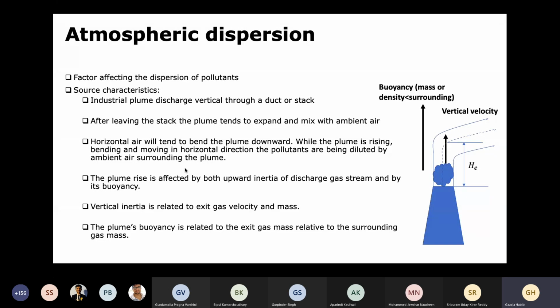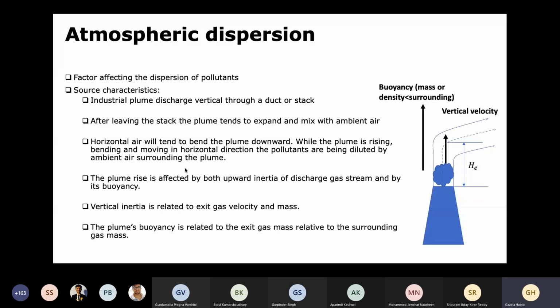So here I'm just trying to explain to you the source characteristics which are important for understanding the dispersion of the pollutant in the atmosphere. Industrial plume discharge vertically through a duct or the stack. So the duct or the stack emit the emissions vertically in the atmosphere, and then because of the horizontal wind speed, the plume bends towards the ground.